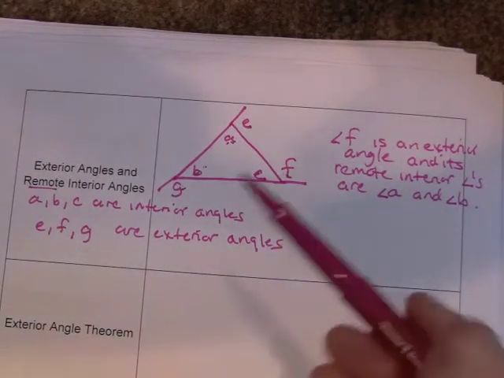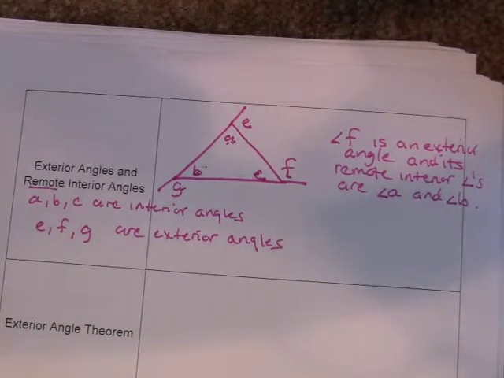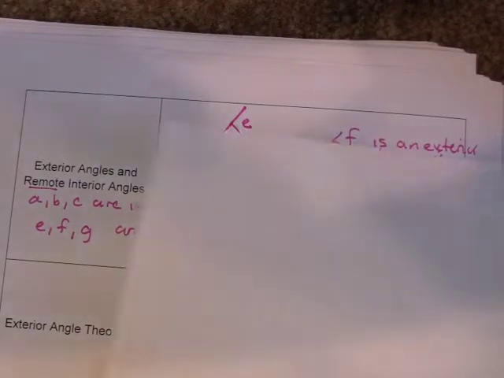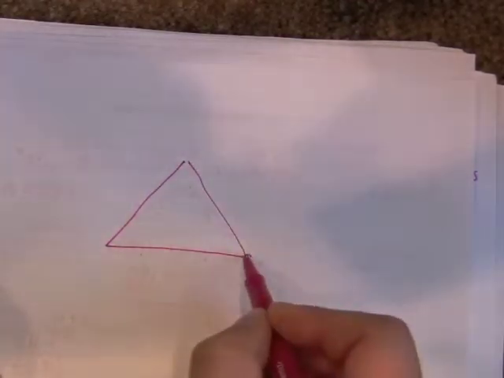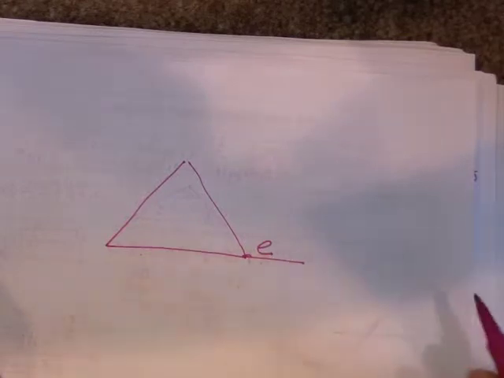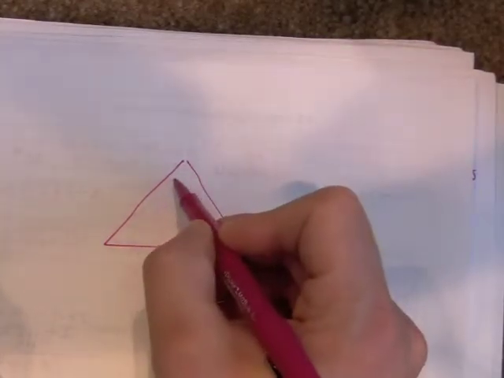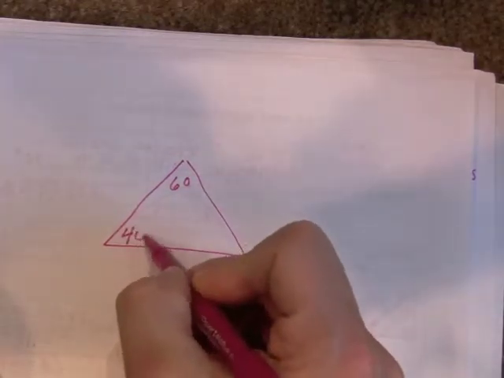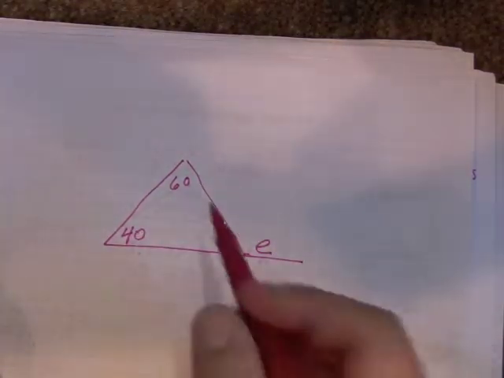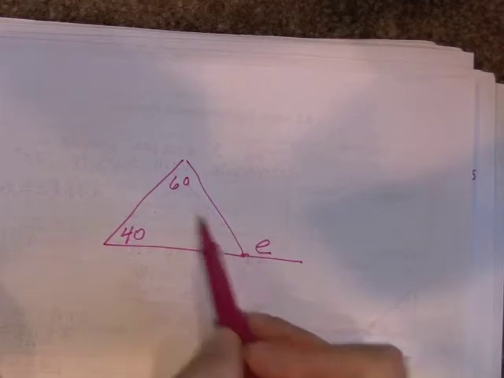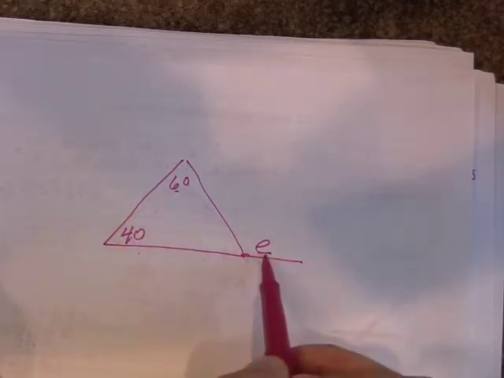So there's a particular relationship among them. So I want to prove that right now. So I'm going to do this on a separate sheet of paper here, to prove that relationship to you. So for instance, say I have a triangle here. And I give you the two remote interior angles. Say they are 60 degrees and 40 degrees. There's a particular relationship between these two angles and the exterior angle that you're going to find out.